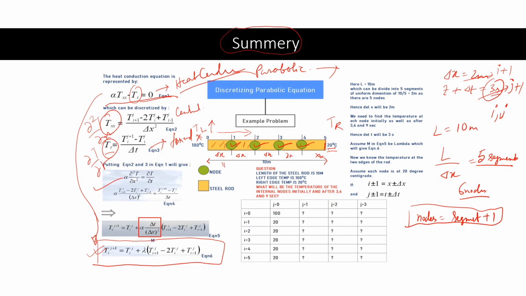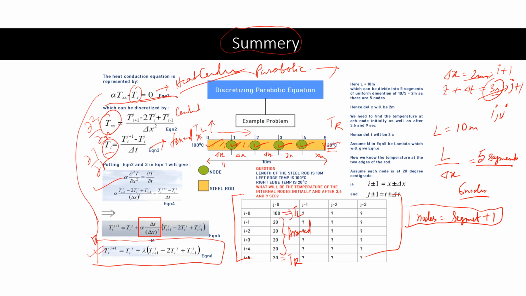So now our problem is this, right? I know the temperature at i equal to 0 to 5 at the initial time scale. I know only the edge temperature. This is the left edge and the right edge. These two are known. But all these four, 1, 2, 3, 4, are assumed. They are assumed to be 20 degrees.